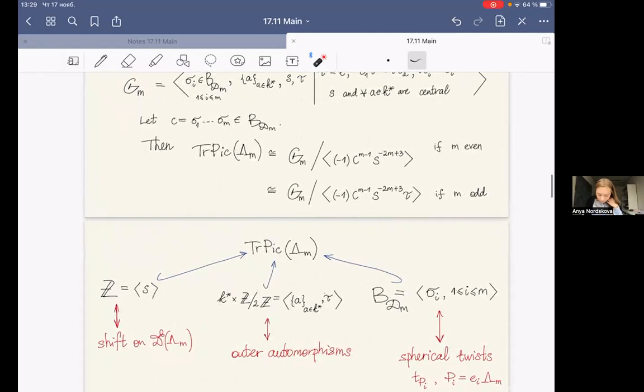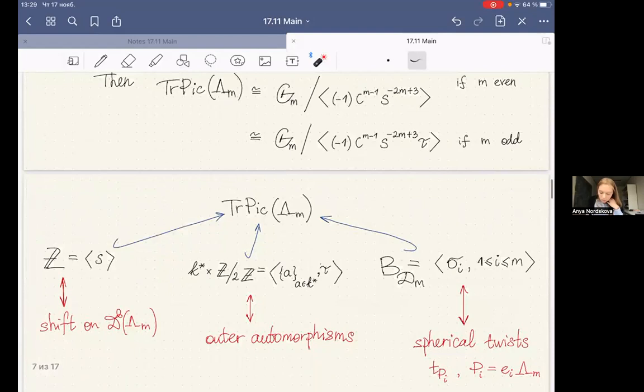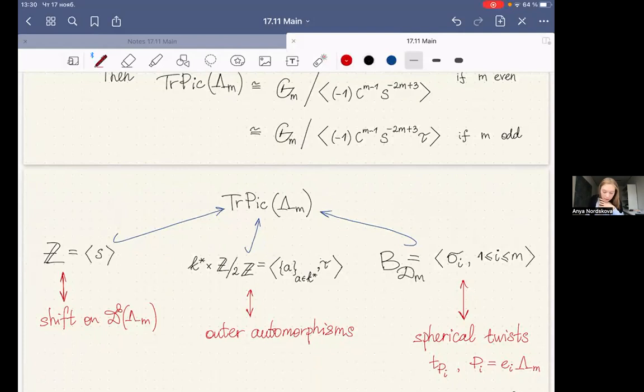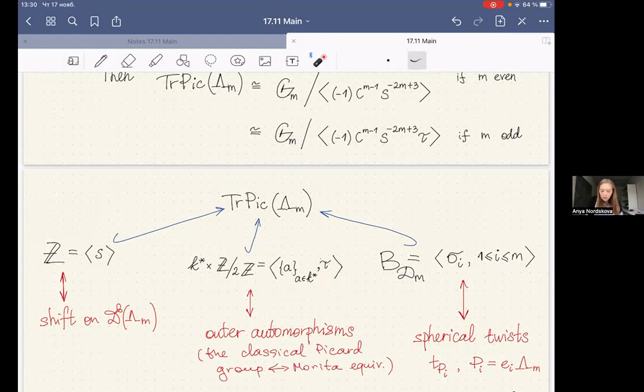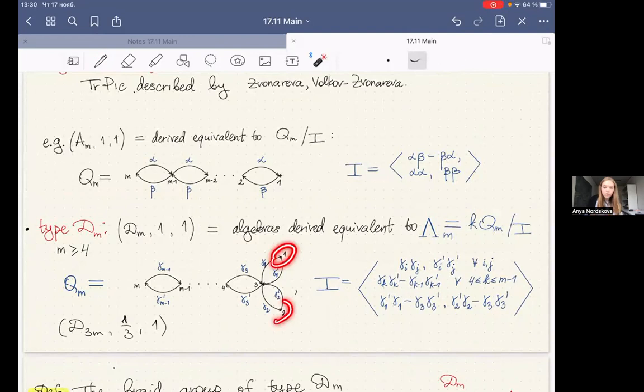Now another part is outer automorphisms of the algebra. So this is the classical Picard group. So they correspond to Morita equivalences of this algebra. And it is generated by this additional generator tau and the multiplicative group of the field. And you can guess that this generator tau just interchanges two idempotents corresponding to these vertices and leaves everything else in place.